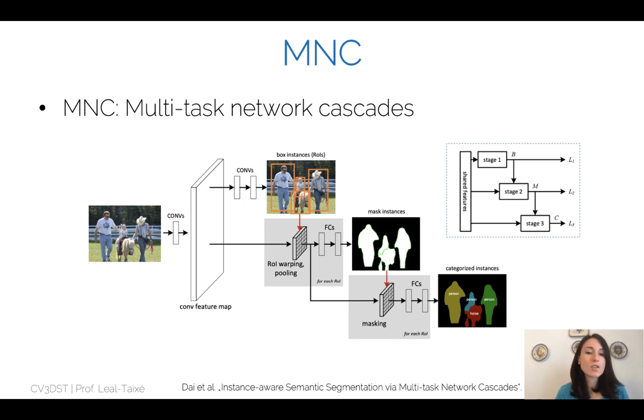Multitask network cascades, on the other hand, proposes a slightly more complex approach. The idea is always to start from this region of interest, these proposals, which you are first going to convert into mask instances and later refine into categorized instances, therefore assigning a class to each of these instances. In this case, we also start from these proposals and we compute everything by just looking at the region of interest, which is pooled, which is warped, and we can nicely work with it to create our mask instances and our categorized instances.